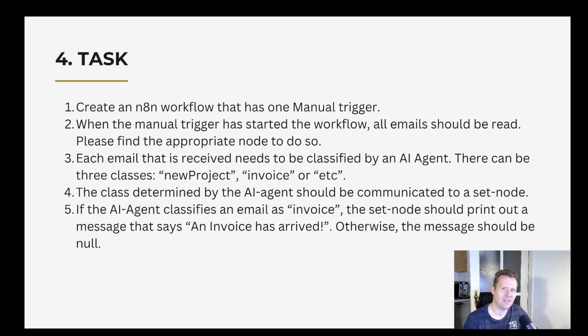The class determined by an AI agent should be communicated to a set node. And if the AI agent classifies an email as invoice, the set node should print out a message that says an invoice has arrived. Otherwise, the message should be null. Have fun solving this task, and you may pause the video now until we compare the solutions.